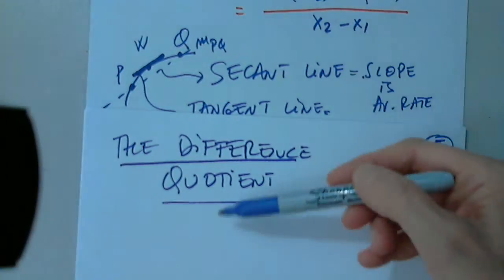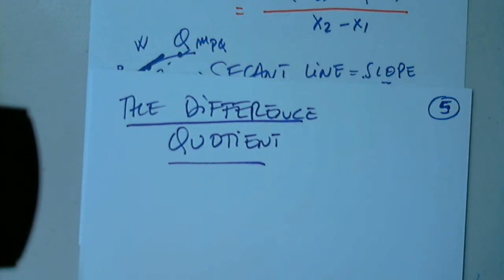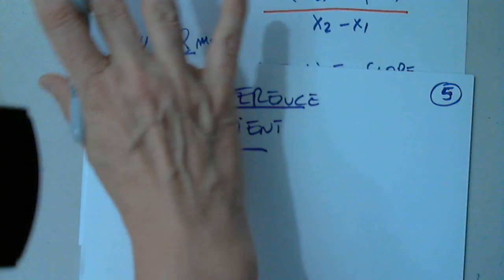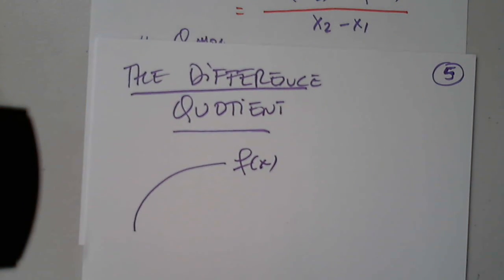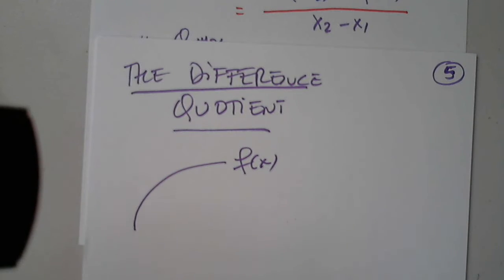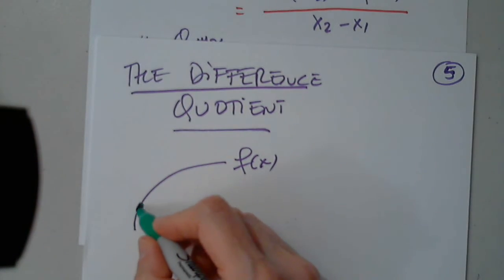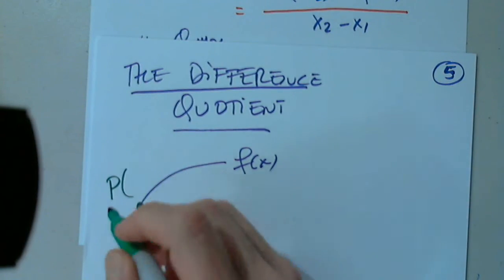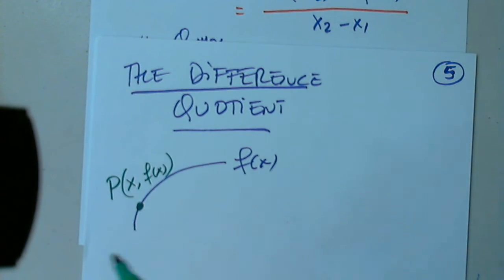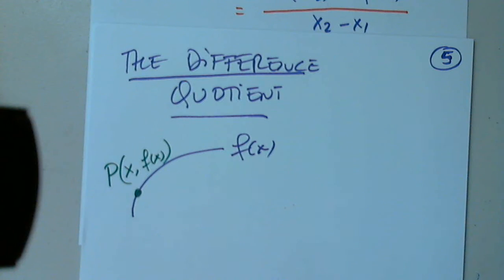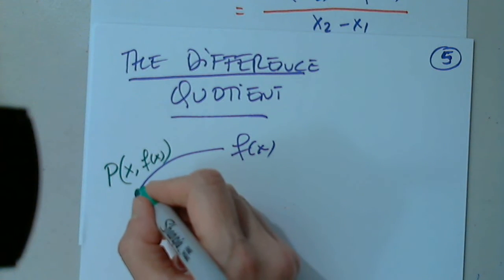They are extremely related, and you'll see how in a moment. Same graph. Same 2 points. P, this time, is of x comma f of x. Q is right here.